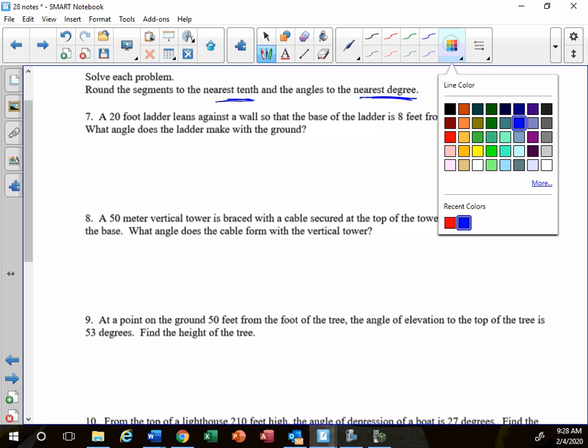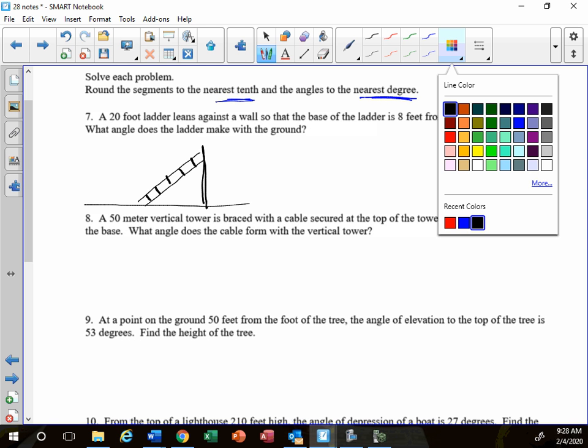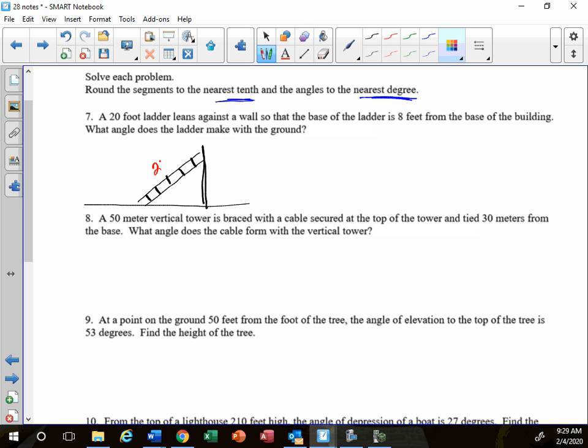So we have a 20-foot ladder that is leaning against a wall. So here's my wall and my ladder. It's a super sketchy looking ladder. I would not climb on that ladder. All right, we know the ladder is 20 feet. And it says the base of the ladder is 8 feet from the base of the building. So where does that 8 go? The bottom, like down here, right?